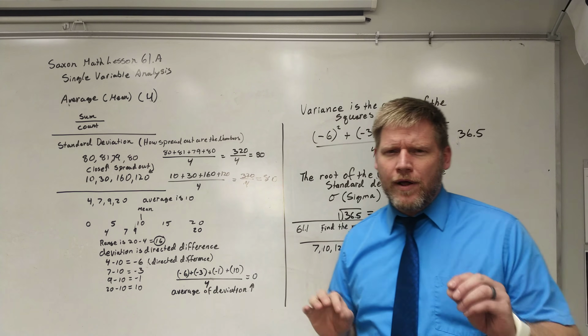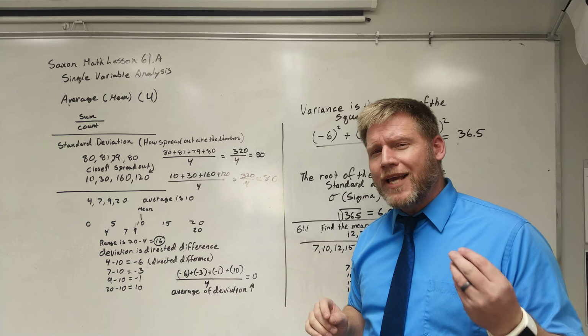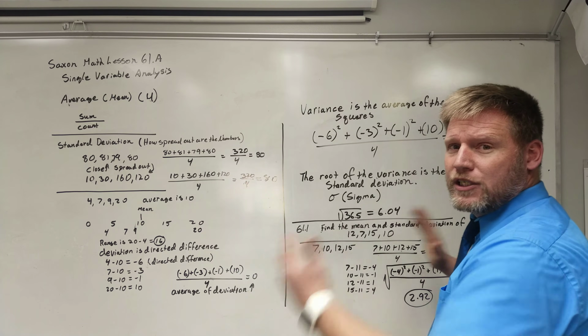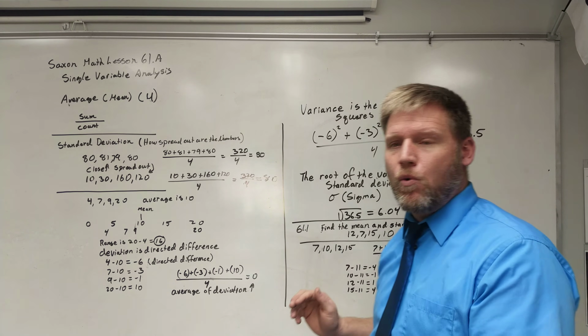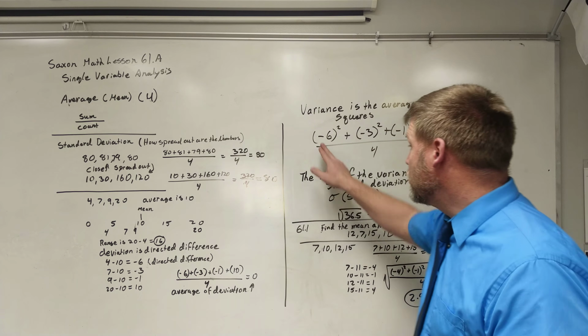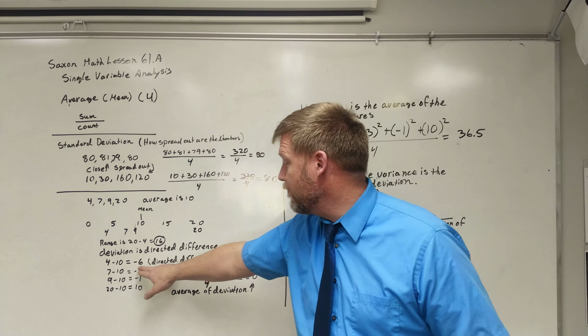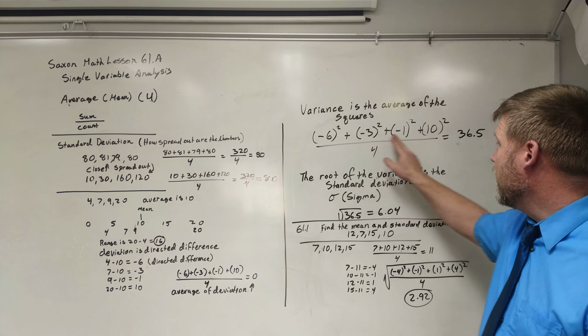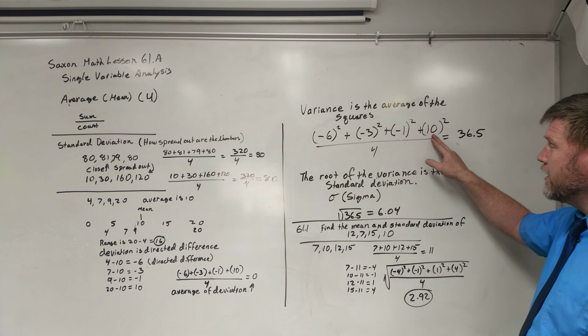Well, and the reason why that's so important, all of a sudden we don't care if it's to the left or to the right. We want to know how far it's spread. So we're going to square that. That's going to take care of our negatives. So a negative 6, right, there's our first value, squared. A -3 squared, a -1 squared, a 10 squared.